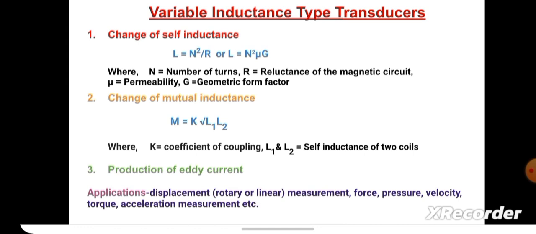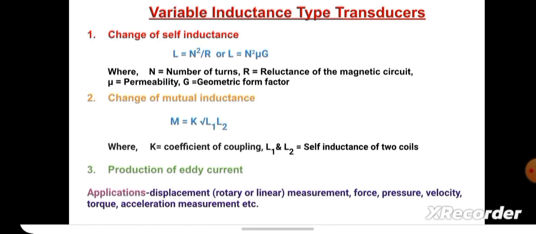Next is the variable inductance type transducers. These types of transducers work on the principle of variable inductance. That is, inductance can be varied in the following manners. First is change of self-inductance. The formula for the self-inductance can be given by L equals N squared by R, or it can also be written as L equals N squared mu G, where N is the number of turns, R is the reluctance of the magnetic circuit, mu is the permeability, and G is the geometric form factor. So we can vary the self-inductance by changing any of these variables, that is N, mu or G.